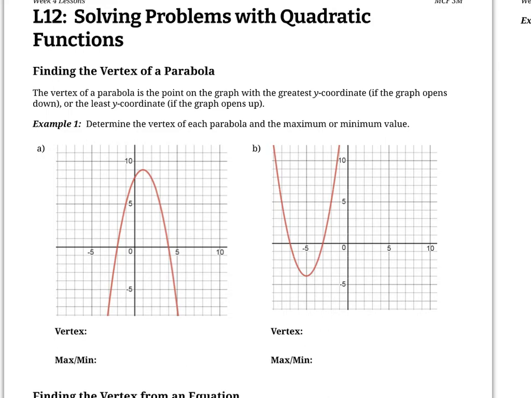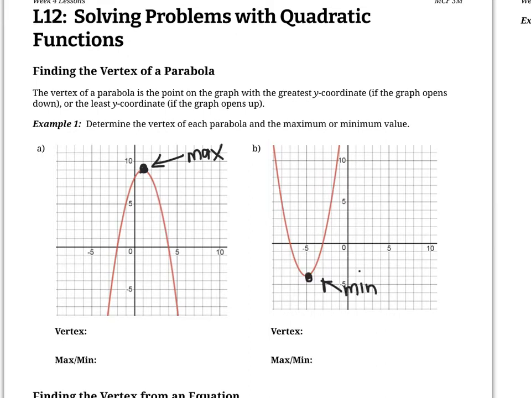In this video, we're going to go over some tools that we can use when we're solving problems with quadratic functions. So first, a quick review of what the vertex of a parabola is. The vertex of a parabola is either the highest point of a parabola or the lowest point of a parabola. So if the parabola opens down, it will have a maximum point, and that's what the vertex is. And if the parabola opens up, the parabola will have a minimum point, and that is what the vertex of that parabola is.